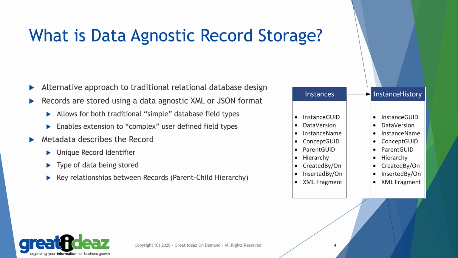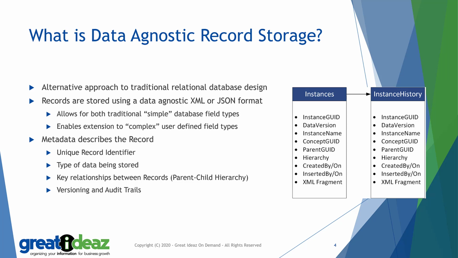So one of the most common relationships in any data application is a simple parent-child hierarchy, and we represent that in two ways within the application. One, by having a parent GUID, so which instance is the parent of this instance, and we also maintain a hierarchy string which shows from the top of the hierarchy to the current instance how this relates to previous ancestors of the current instance. And we'll look at hierarchy in more detail on a later slide.